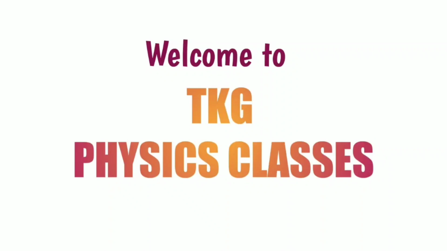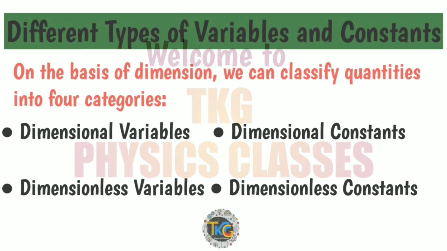Welcome students. In the previous class we learned what dimension is and how we can derive the dimensions for all types of physical quantities. Today we are going to discuss the types of physical quantities on the basis of dimension. That means, on the basis of dimension, how many types of physical quantities are there.